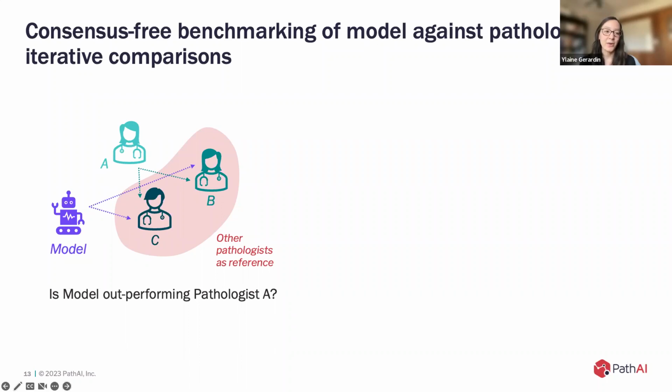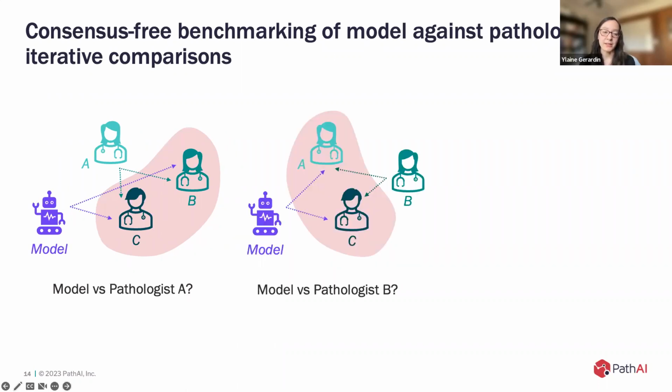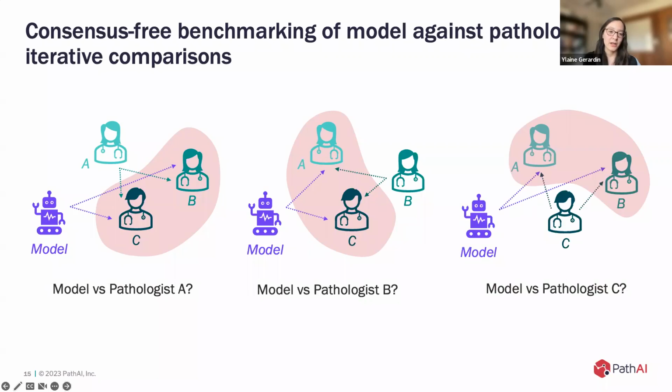So we say, okay, compared to pathologists B and C, is the model closer to those pathologists? Is the model more in agreement with B and C than pathologist A? We also compare A against B and C. We then repeat the same procedure for pathologist B, holding A and C as references, and then pathologist C, holding A and B as references.